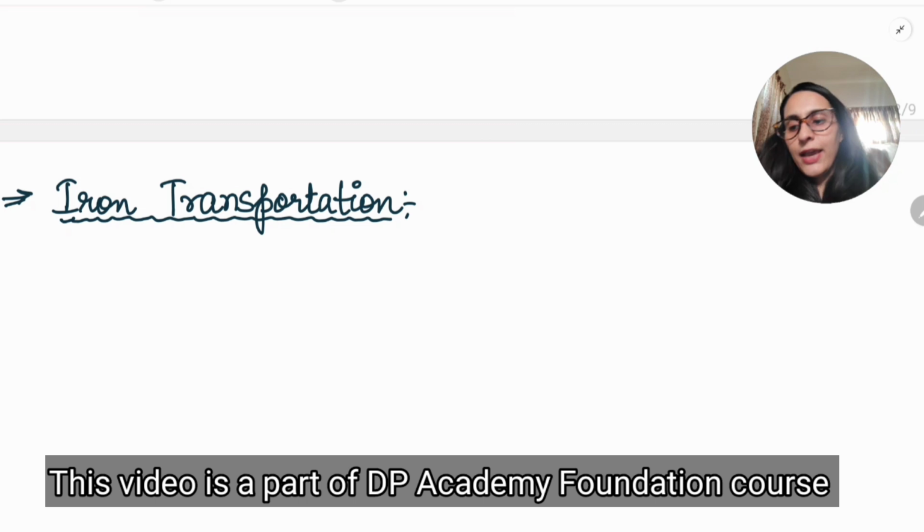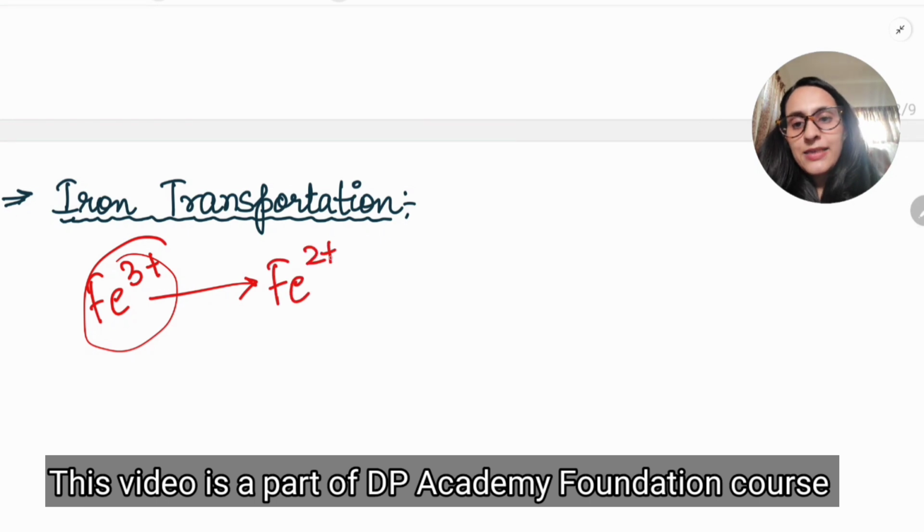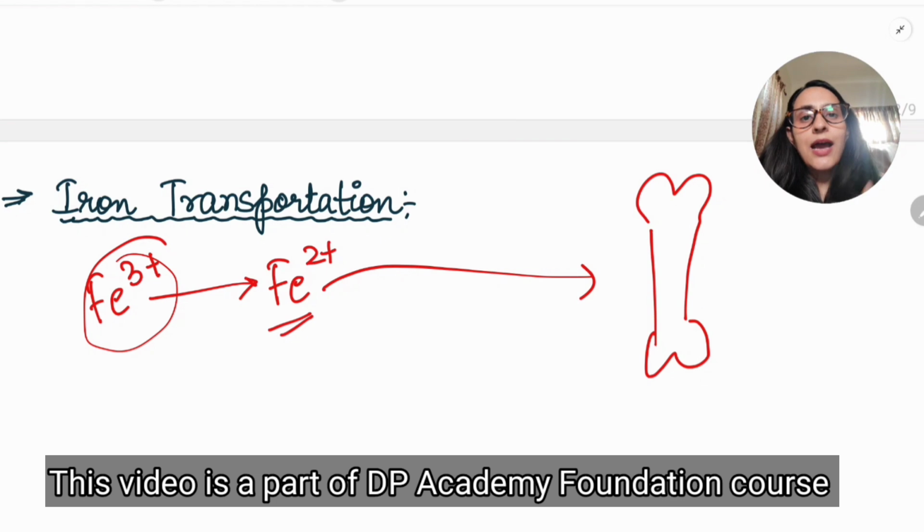Now, as I told you, the Fe3 plus form of iron is present in the food. It goes to the duodenum and is absorbed there as Fe2 plus. Then this iron is transported to the bone marrow, because in the bone marrow we have RBCs, in the RBC we have heme, and iron is required for heme synthesis, for hemoglobin synthesis. It is very important that this iron reaches the bone marrow where the RBCs are synthesized. During this erythropoiesis process, we need this iron.